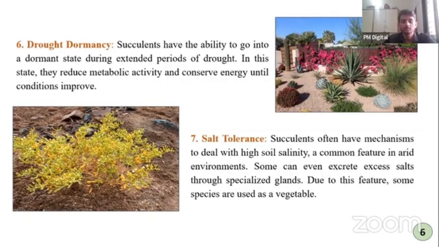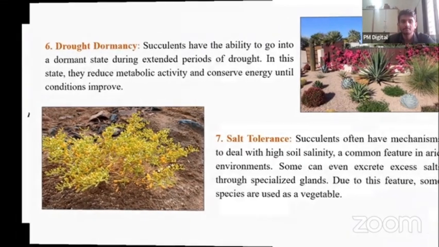Next is salt tolerance. Succulents often have mechanisms to deal with high soil salinity. It is a common feature in arid environments. Due to this feature, some species are also used for vegetable purposes.